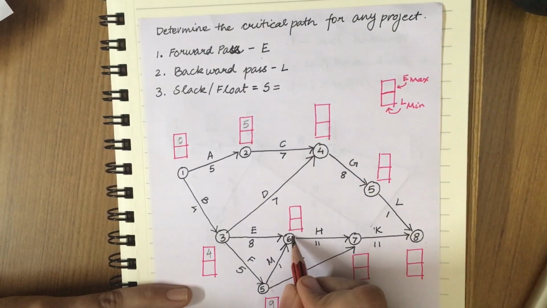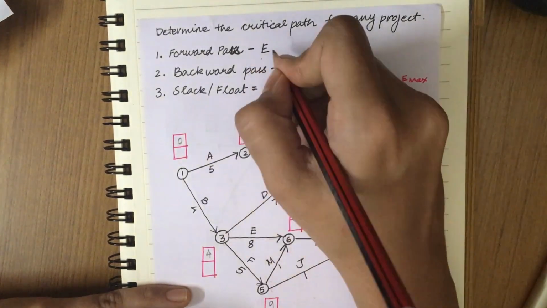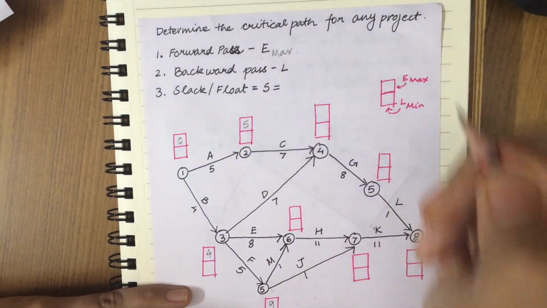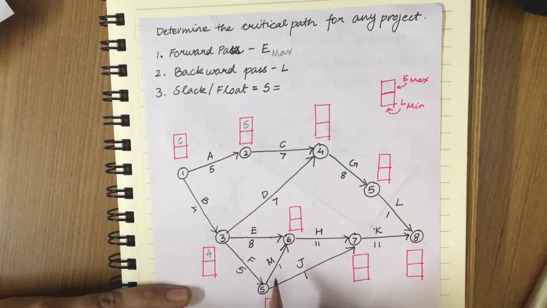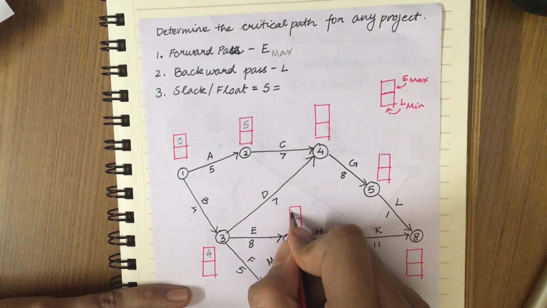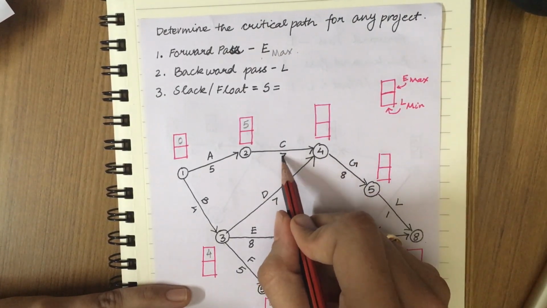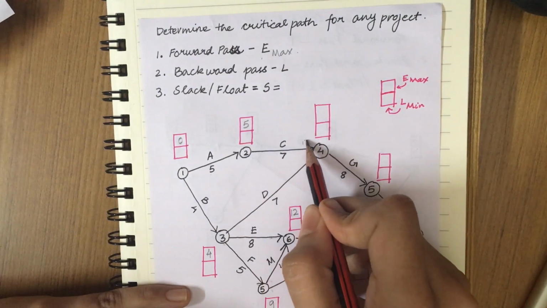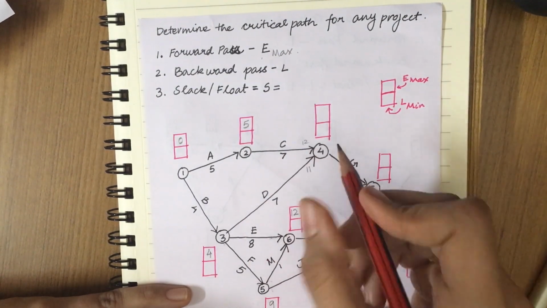Now if you observe the sixth event, it's a merging event. You need to take the bigger value, max. 8 plus 4 is 12. 9 plus 1 is 10, so we'll take 12. For the fourth event, 7 plus 5 is 12. 7 plus 4 is 11. We'll take 12.